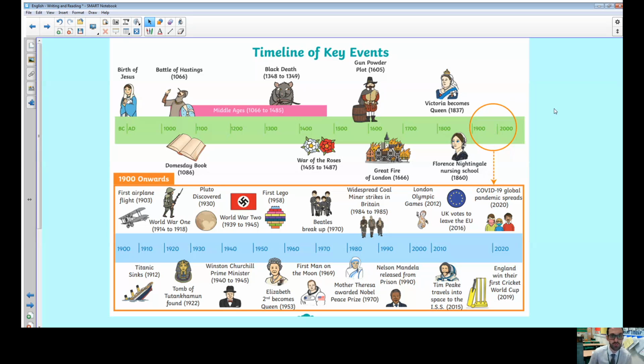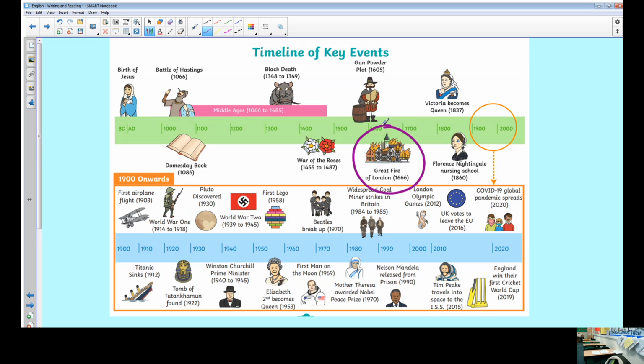So I wanted to show you a simple form of a timeline, and you might never have seen one of these before. So I just thought I'd put something together to support you. Hopefully in years 2 and 1 you've had a look at timelines to introduce you to dates and such.